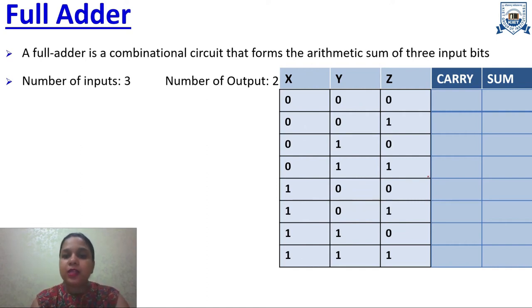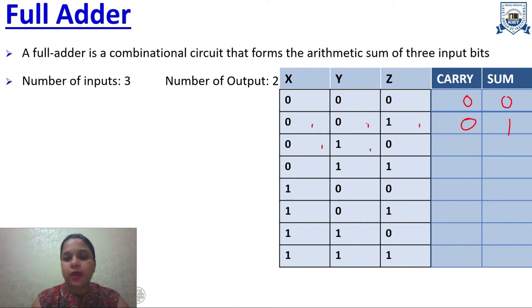When 0 plus 0 plus 0 is done, sum will be 0 and there will be no carry. So carry will be 0. When 0 plus 0 is done, it is 0 and 0 plus 1 is always 1. So there is no carry. So the output will be 0 for carry.